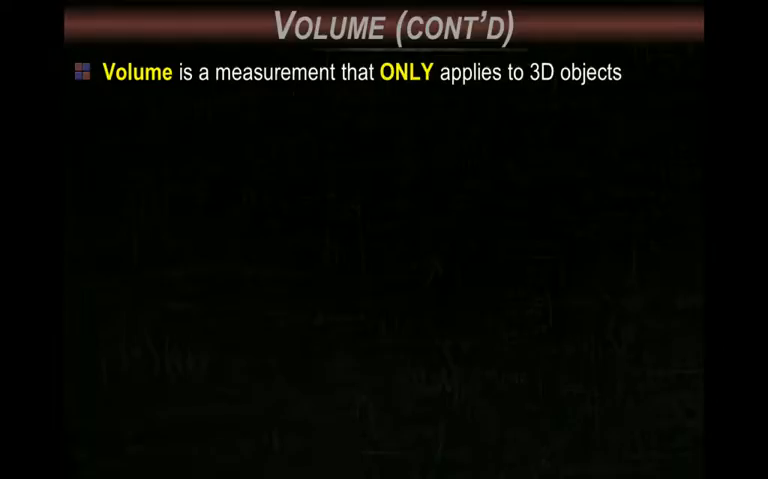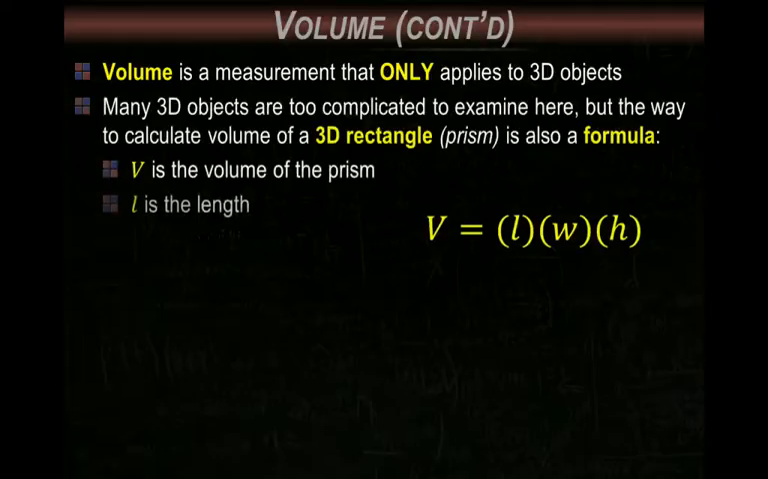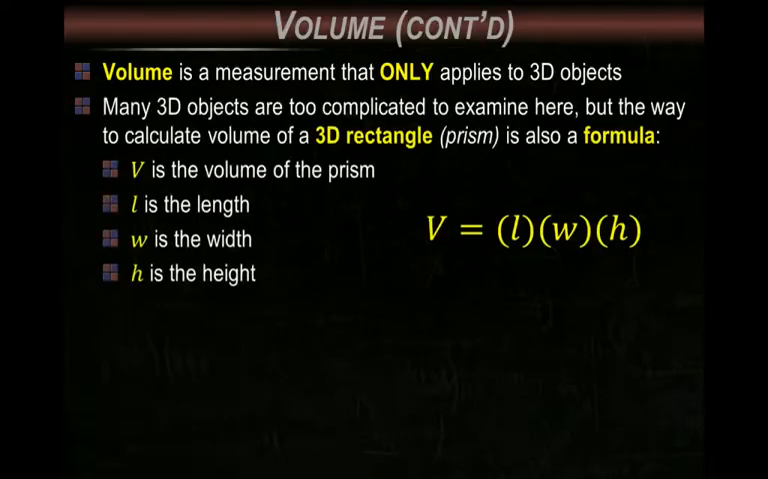So you don't do volume when you're dealing with 2D shapes. That's when it's area, okay? And basically the formula is pretty simple. So we're ending on a simple note. Volume is length times width, which is area, times height. So you only have a height when you have a 3D shape.